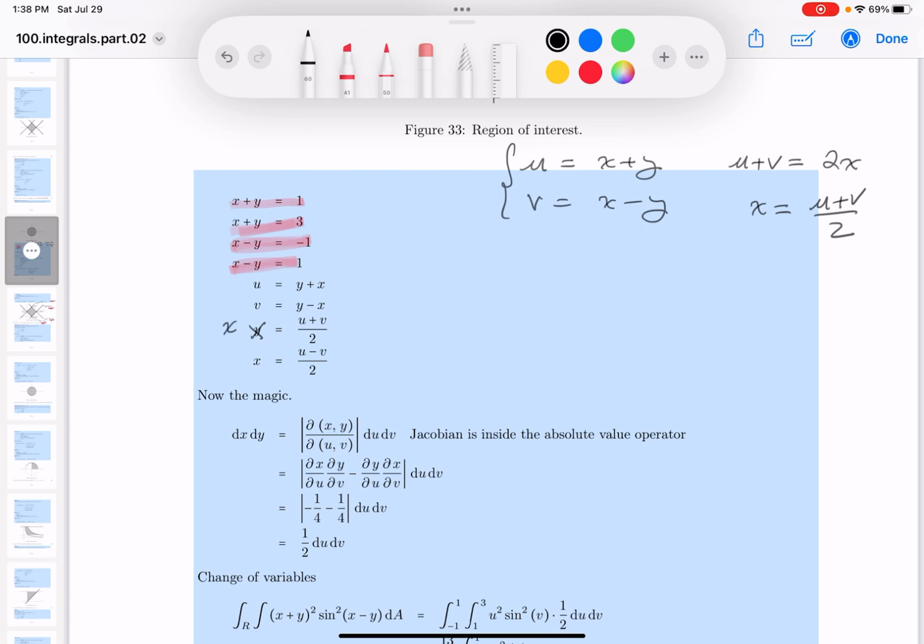All right, let's do the next one. And I'm going to do u minus v. What's that going to be? X minus x, and then you can get 2y. So u minus v over 2 is y. All right, this is y.